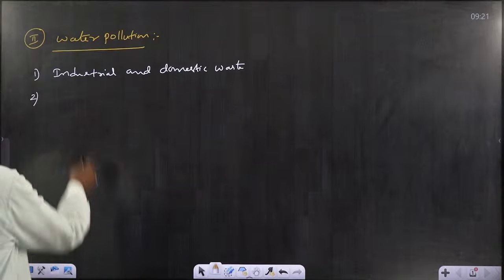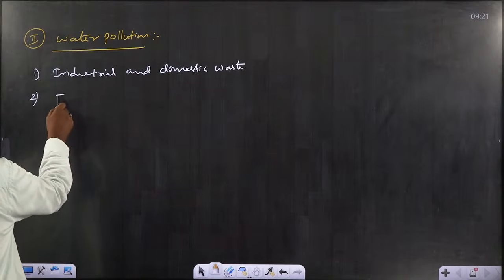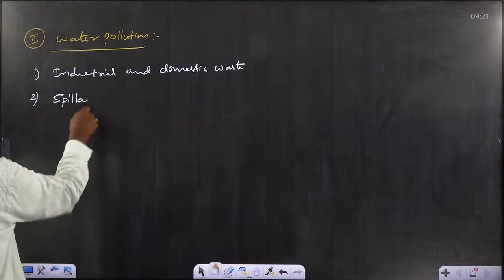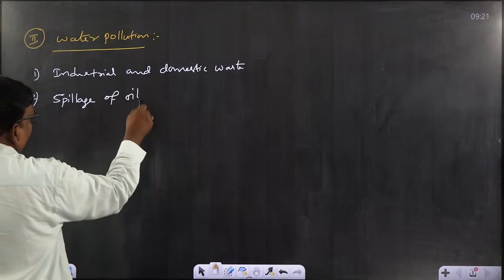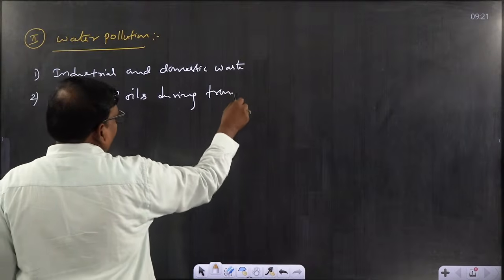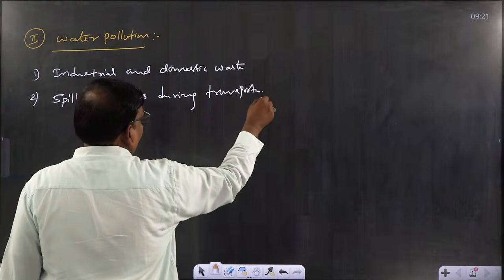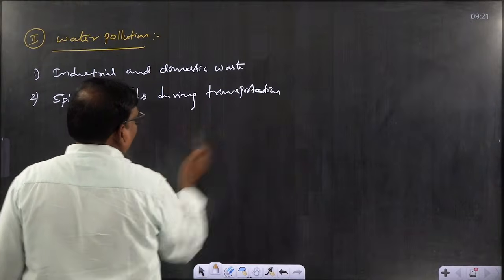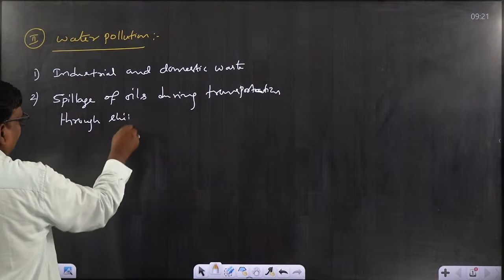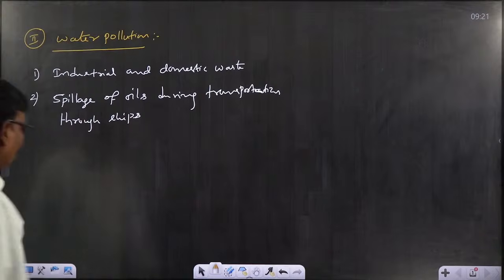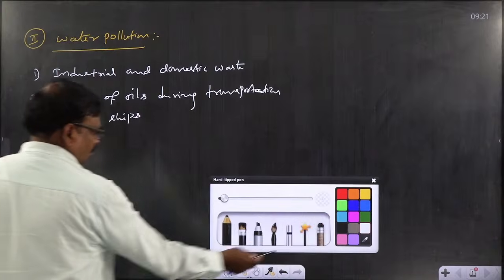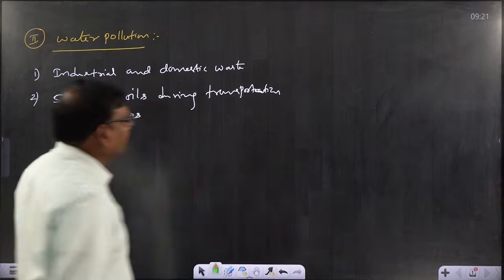Second one, spillage of oil during transportation through ships. These two are the main things which cause the water pollution.